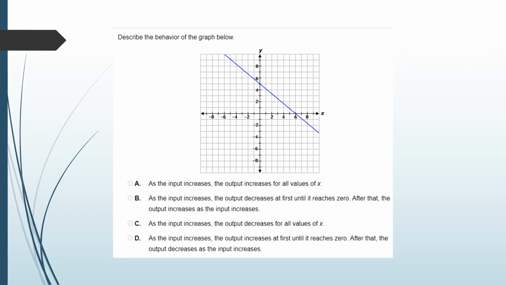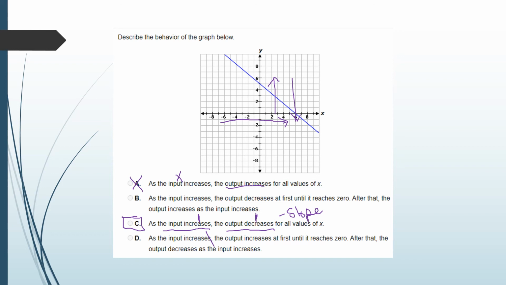Okay, describe the behavior of the graph below. So as the input increases, that's your x value. So as the x's go to the right, the output increases. So is the graph going up? No, it's not. Okay, so as the input increases, the output decreases. So your y's are going down. When you have opposite, one increases, one decreases, that means it's a negative slope. And our graph does have a negative slope, so I would say C, but let's look at B and D.